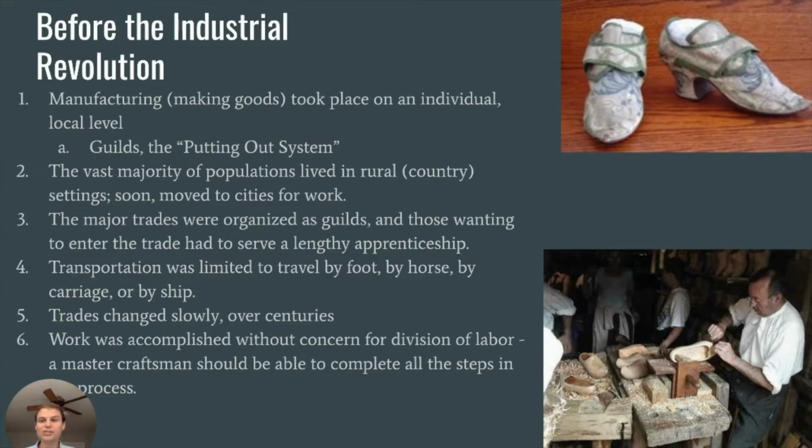All right, just by way of reminder, before the Industrial Revolution, the making of goods is taking place on an individual and very local level. For instance, you have guilds, right? Those clubs that were dedicated to the production of a particular good, and the putting out system, where you might have raw materials like wool being given in a huge heap to a peasant family, and they would do the spinning and the weaving of that raw wool into finished cloth.